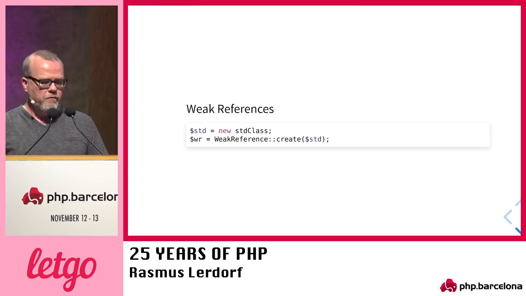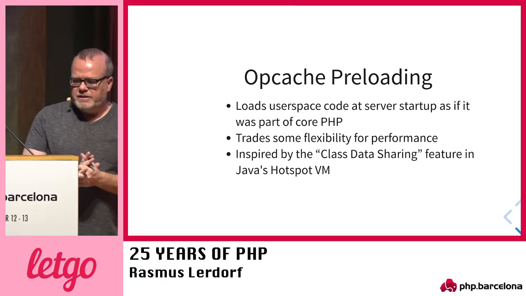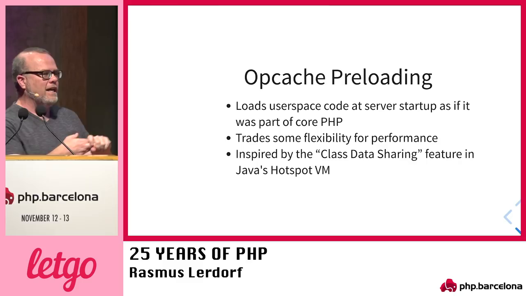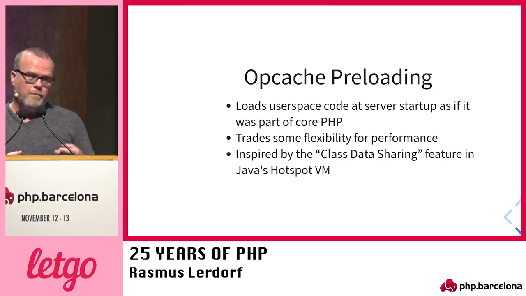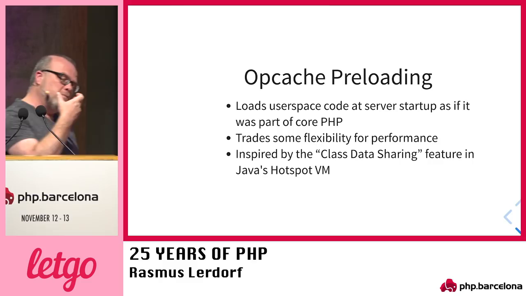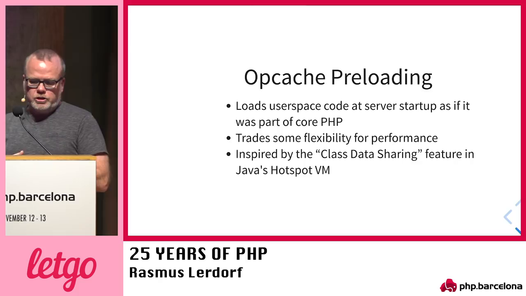The big new feature in PHP 7.4 is opcache preloading. You can preload code into the opcache at server startup. It makes deploying code a little bit more difficult because you have to restart your server. You have to restart PHP FPM or Apache to deploy this new code, or you have to specifically do an opcache compile file on it to replace it in the cache.